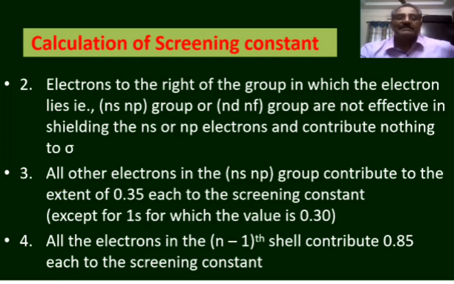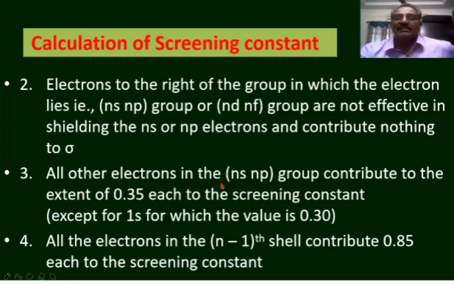The third one is all the other electrons in the ns np group contribute to the extent of 0.35 each to the screening constant. Not only the ns np group, nd nf group also, that is the group under observation. Each electron in that group, for which we are calculating the screening constant, contributes a value of 0.35.